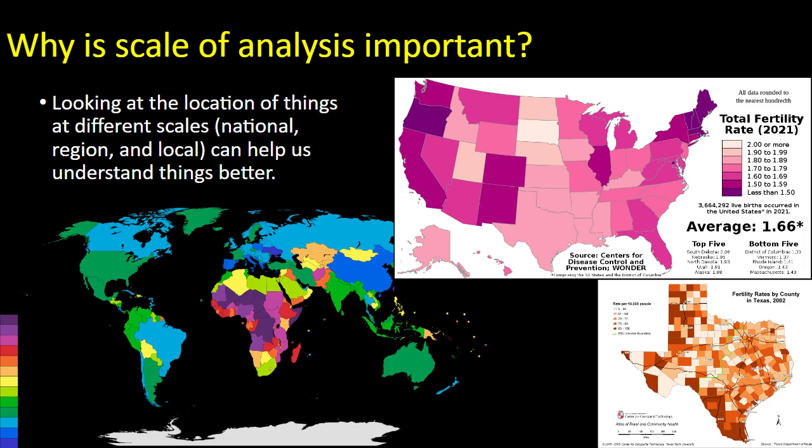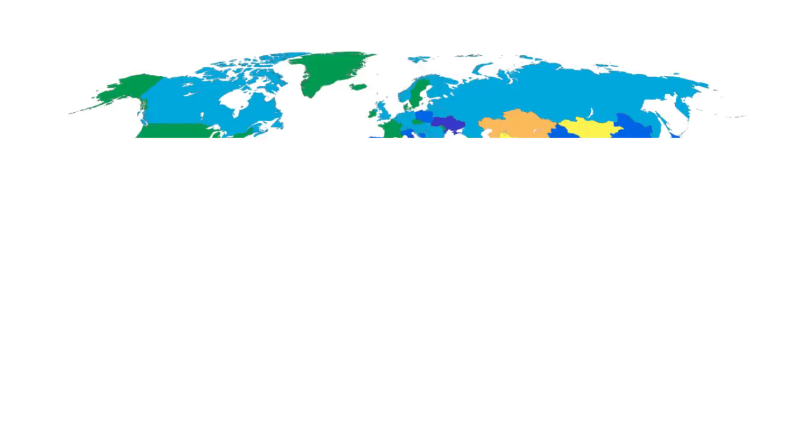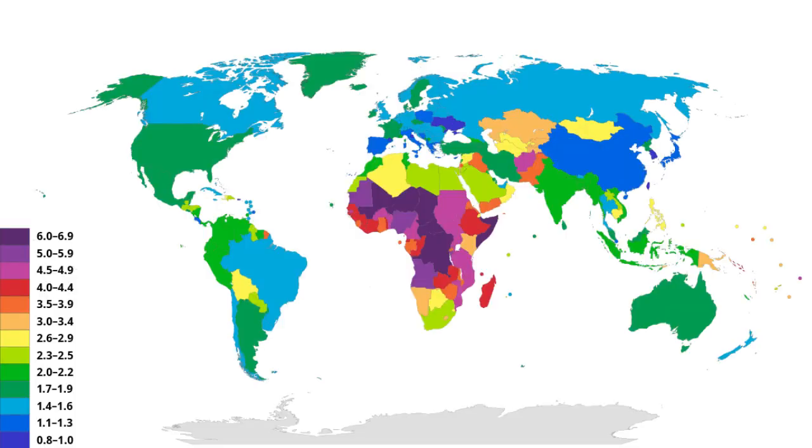Okay. So we're going to look at some maps, and we're going to look at the scale of analysis of fertility rates between all these maps. Starting off, we've got a global map, and we can see fertility rates in every country. The purple and red are countries with high fertility rates. If you're a purple country, it means the average woman is having 6 to 7 kids in her lifetime.